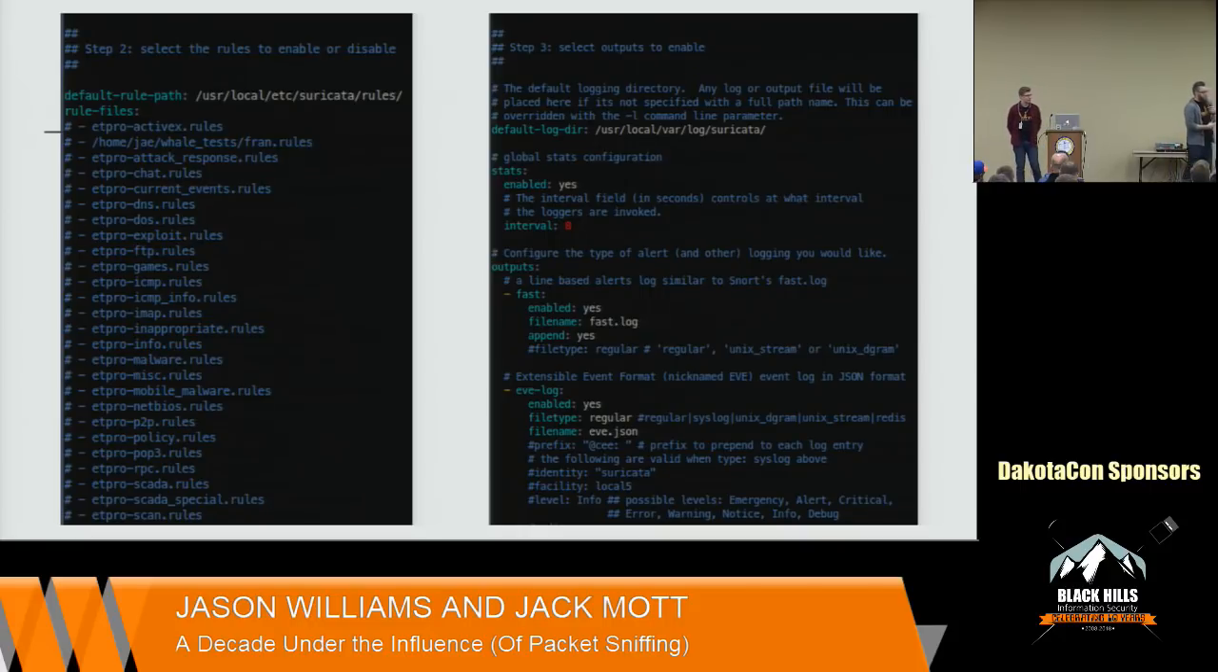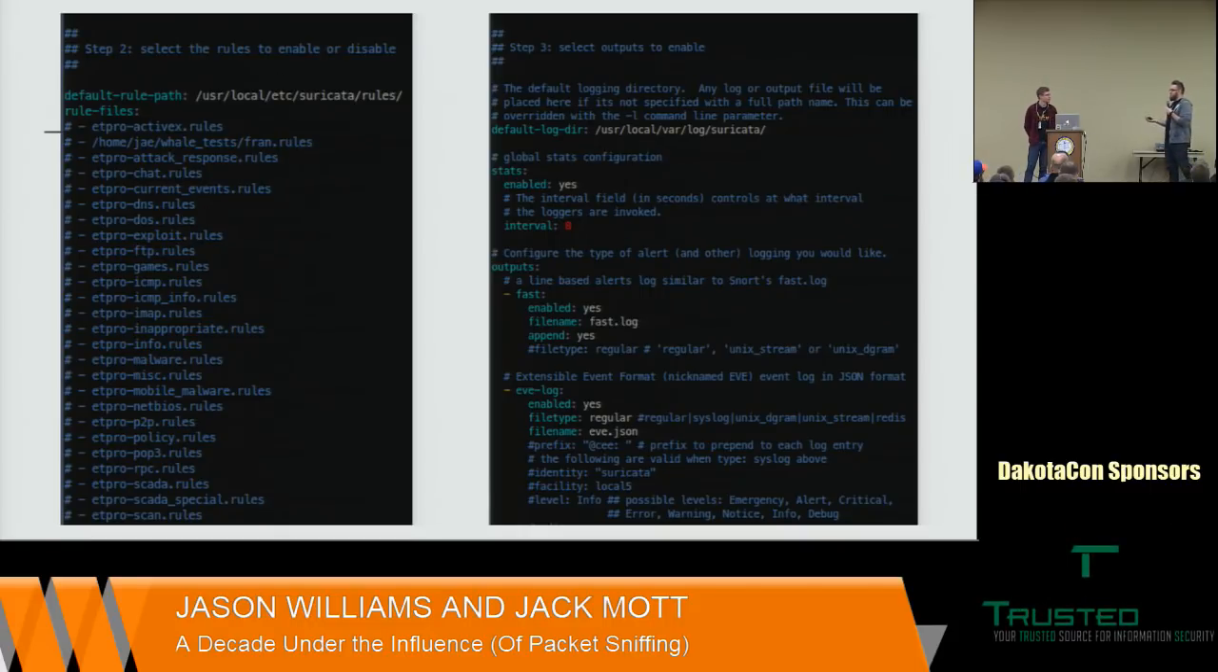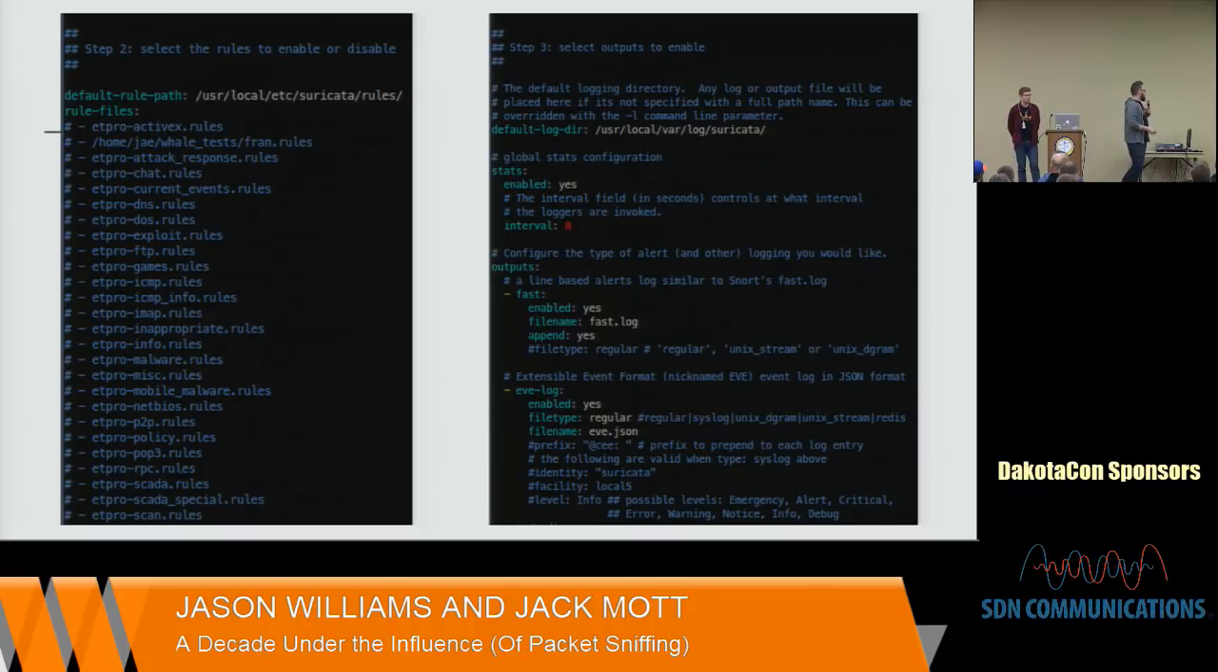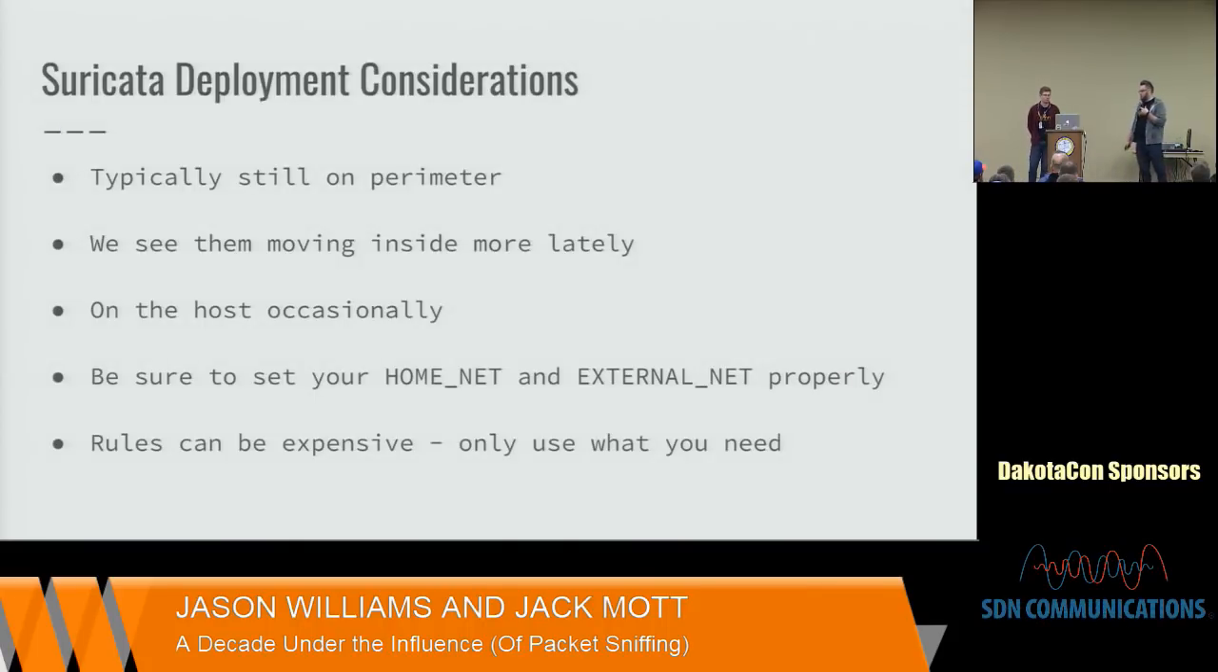And then the last part is you select how you're going to output this. Are you going to put it out to a syslog? Are you going to write it out to the JSON file? Do you want to append it, or do you want to write a new one every day? How do you want to do your rollover? All of these kinds of things are configured in the YAML. There's lots and lots of comments.